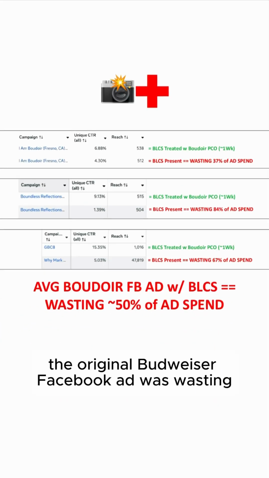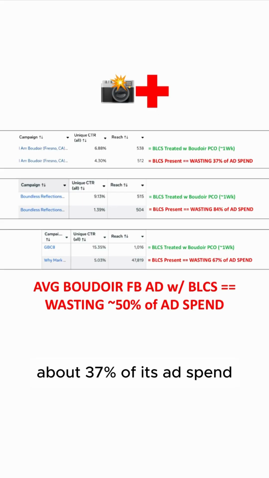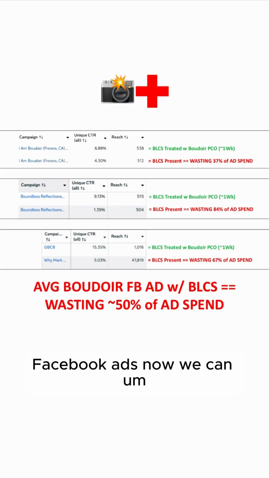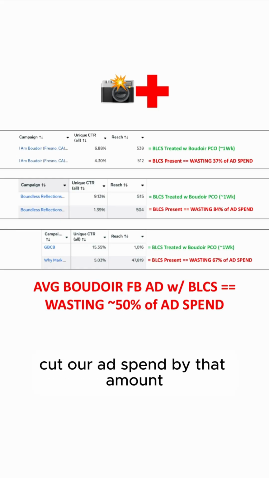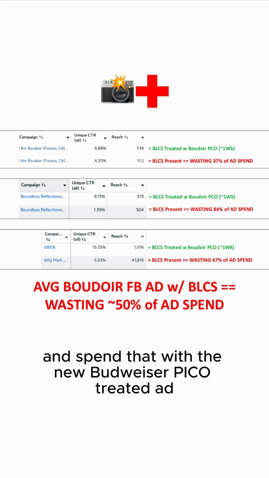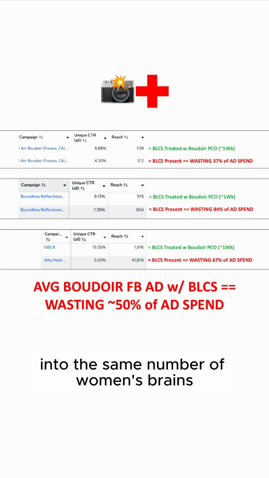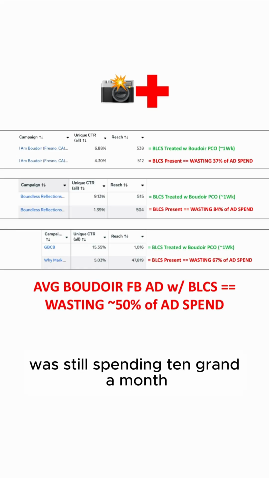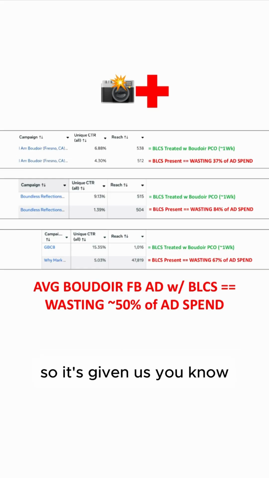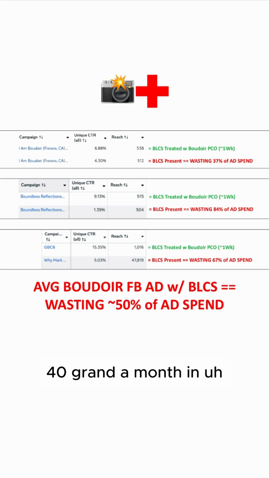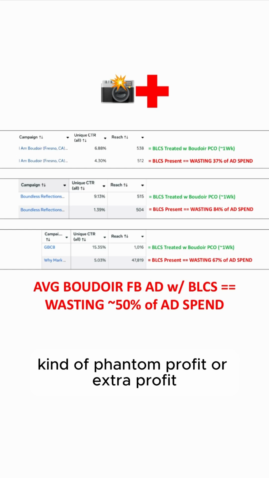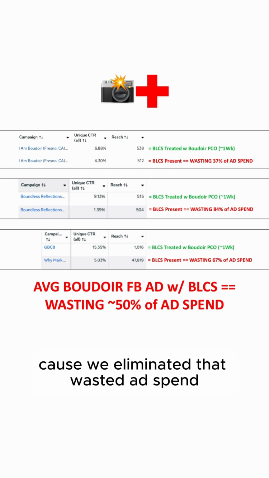So we found out the original Boudoir Facebook ad was wasting about 37% of its ad spend. If they're spending 10 grand a month on Boudoir Facebook ads, basically 3,700 bucks a month was being wasted on that original ad. So what we can do is cut our ad spend by that amount, pocket it, only spend 6,300 bucks a month, and spend that with the new Boudoir Pico treated ad. We're able to get our ad into the same number of women's brains as if the original was still spending 10 grand a month. So it's given us 3,700 bucks a month times 12, whatever that is, like 40 grand a year in kind of phantom profit, or extra profit, because we eliminated that wasted ad spend.